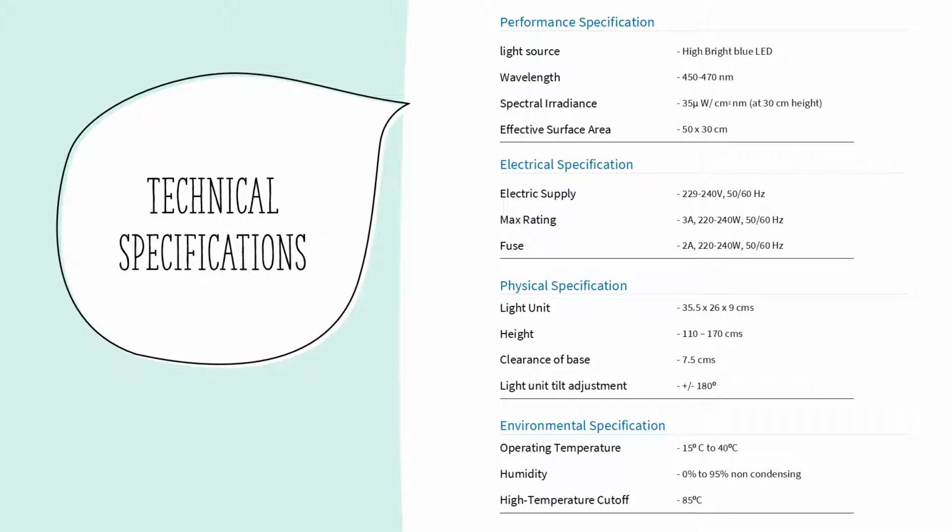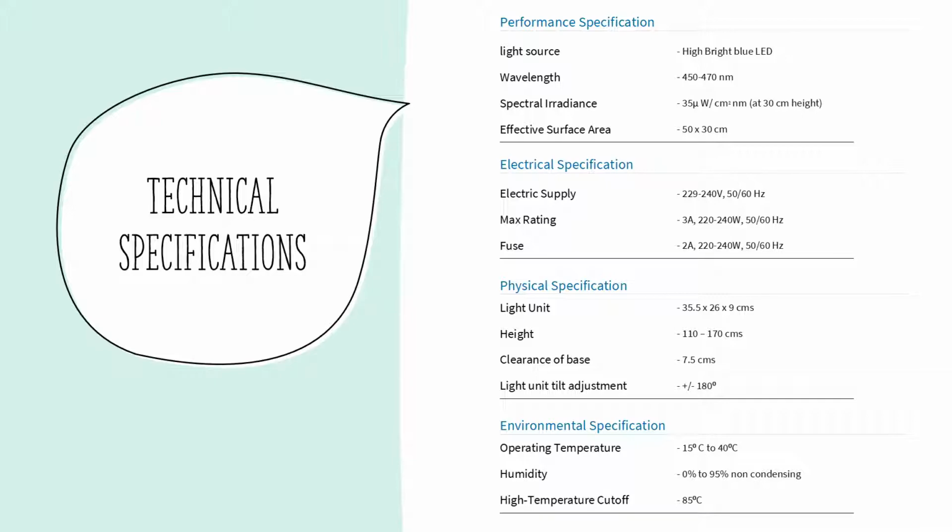Spectral irradiance, here we have 35 microwatt per centimeter squared per nanometer at the 30 centimeter height. Effective surface area 50 multiplied by 30.